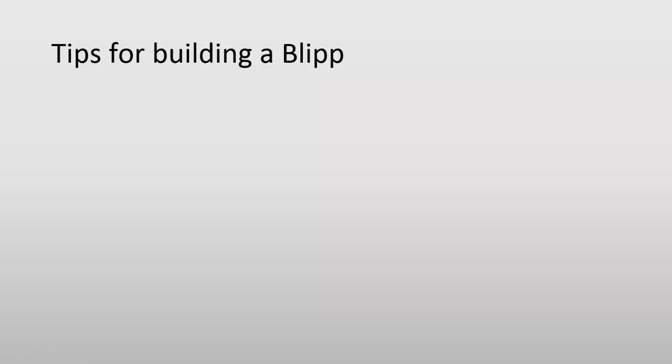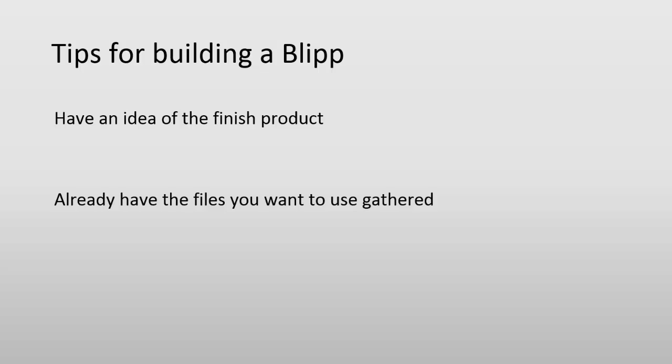Here are my tips for building a blip. First, have an idea of the finished product. Either draw it out in your head or, kind of like this assignment, storyboard is an option. Already have the files you want to use gathered. It's much easier than going out and trying to find files or audio and the like. Lastly, preview. Don't be afraid to drag and drop things, resize shapes, but just preview it. It'll be your best friend.